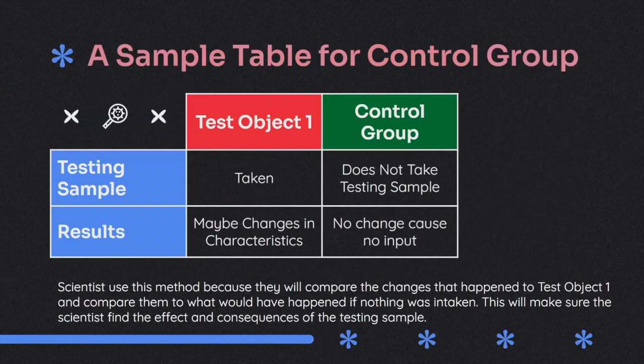Here's a sample table for control groups. Scientists use this method because they will compare the changes that happened to test object 1 to what would happen if nothing was taken. This will make sure that the scientists find the effects and consequences of the testing sample.